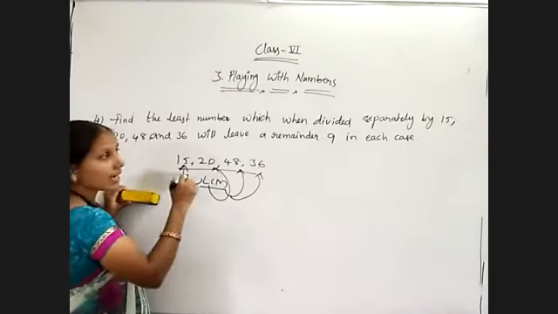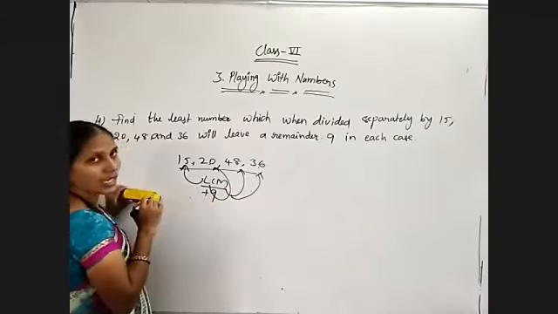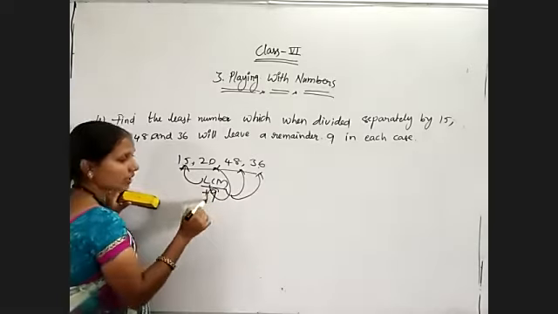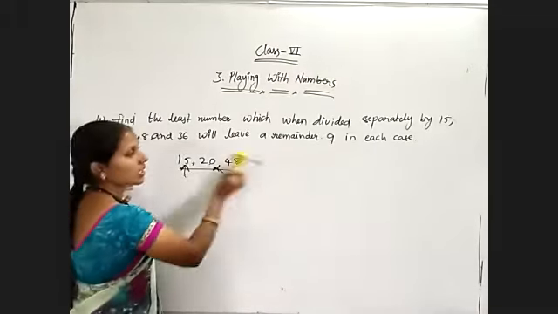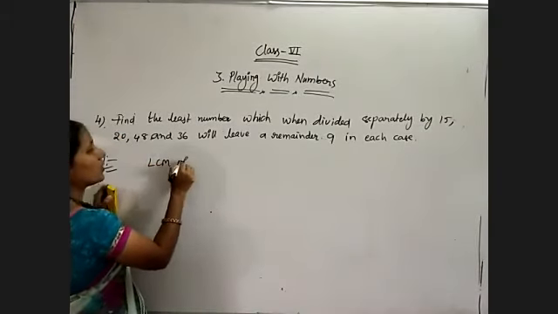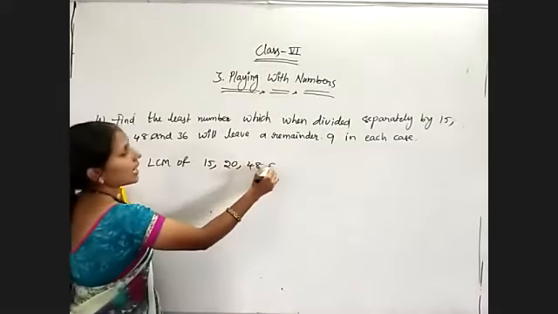But they are asking that they must leave the remainder 9. That means LCM plus 9. If you take that, whenever you divide with 15, it will leave the remainder 9, and with 20, it will leave the remainder 9. So we will see that. First of all, find out the LCM of 15, 20, 48 and 36.